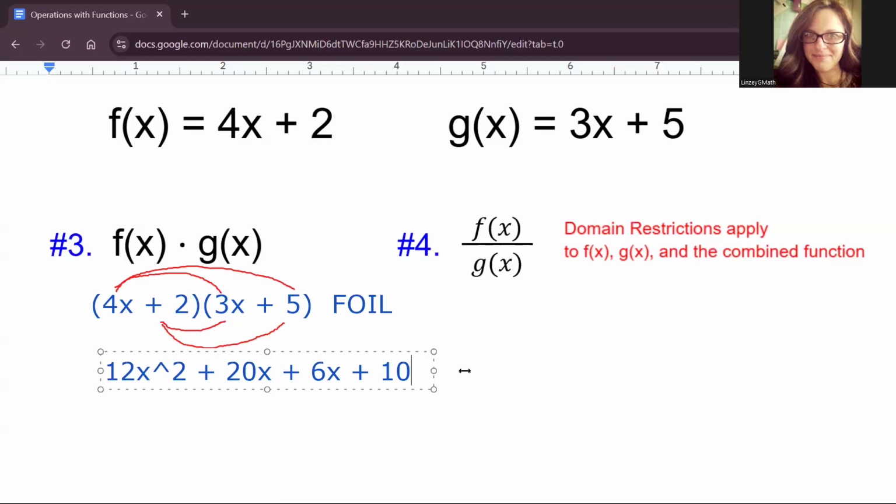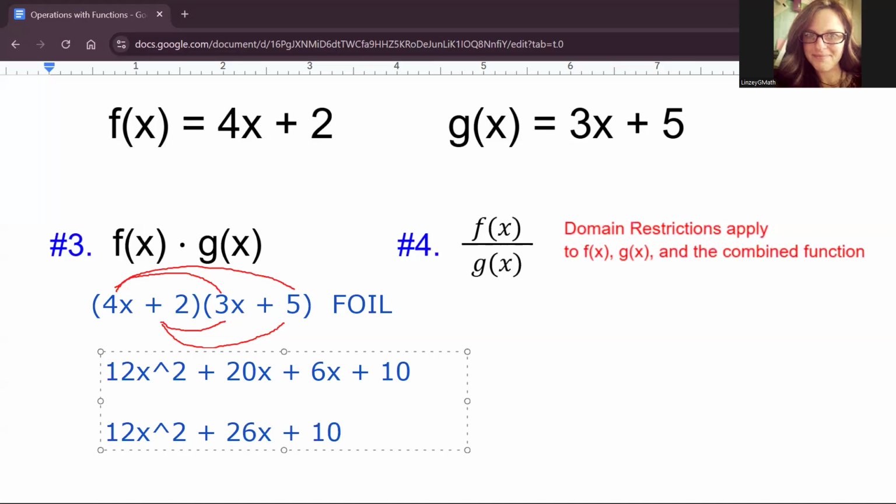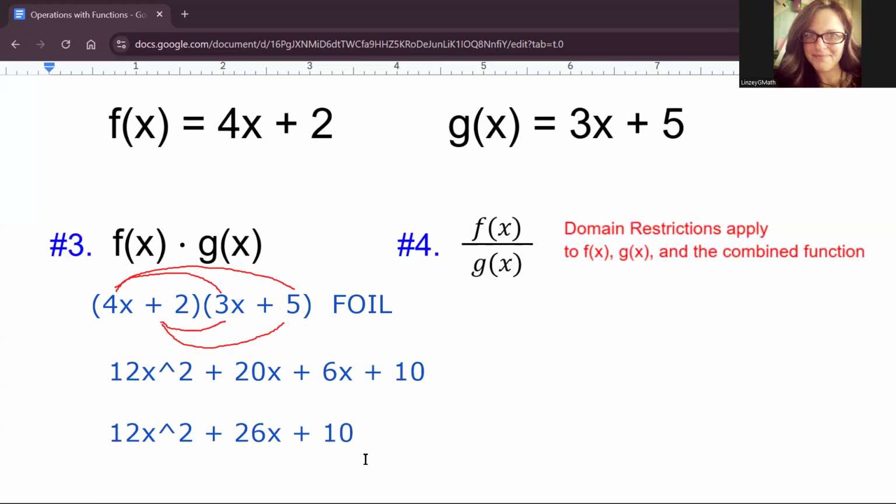And then we'll combine our like terms. And there we go. That is f of x times g of x. Once again, there are no domain restrictions. We started with two linear functions, and we got a quadratic, which has a domain of all real numbers. We're not dividing by 0. We're not taking the square root of any negatives.